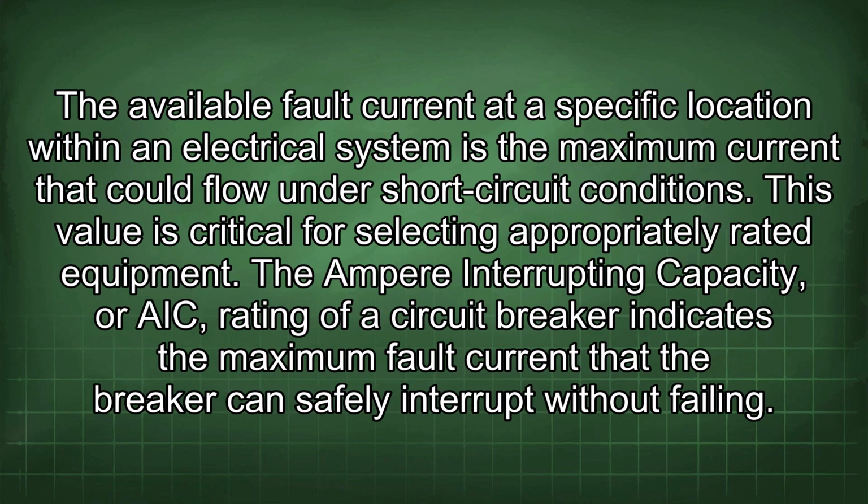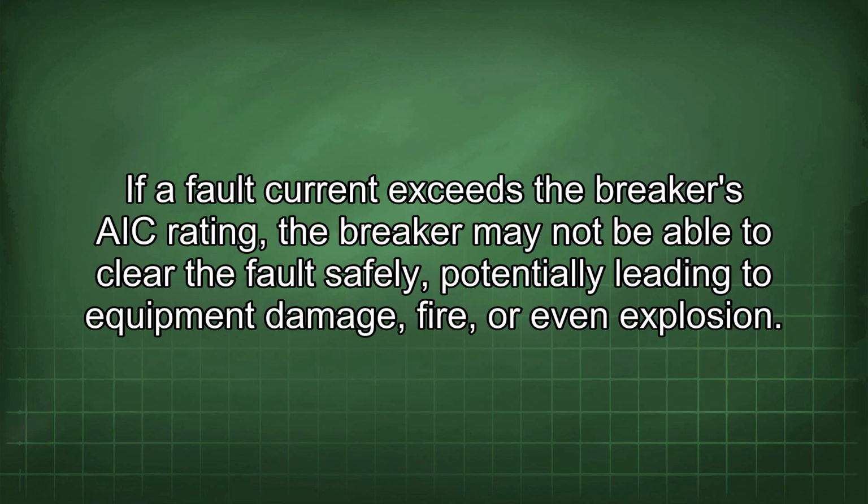The available fault current at a specific location within an electrical system is the maximum current that could flow under short circuit conditions. This value is critical for selecting appropriately rated equipment. The ampere interrupting capacity, or AIC, rating of a circuit breaker indicates the maximum fault current that the breaker can safely interrupt without failing. If a fault current exceeds the breaker's AIC rating, the breaker may not be able to clear the fault safely, potentially leading to equipment damage, fire, or even explosion.